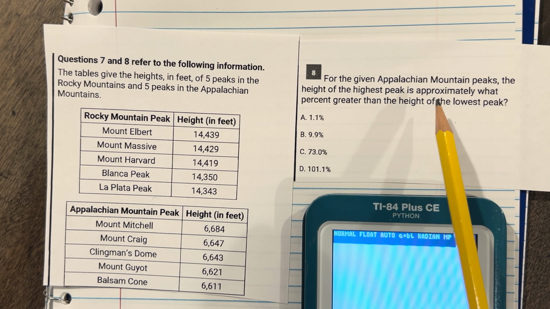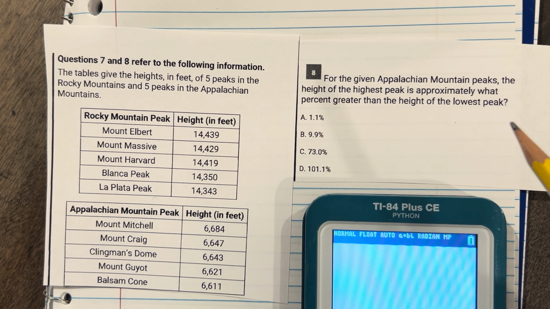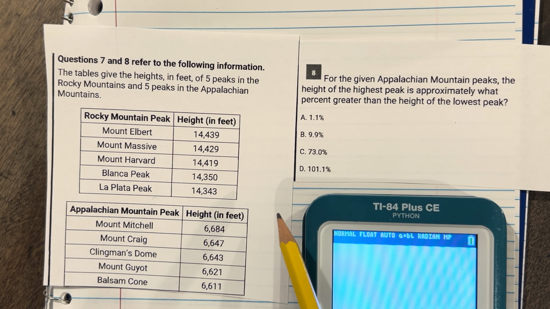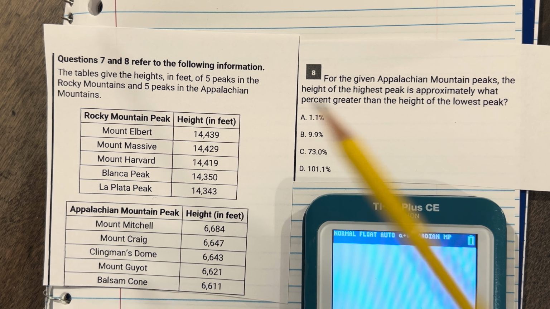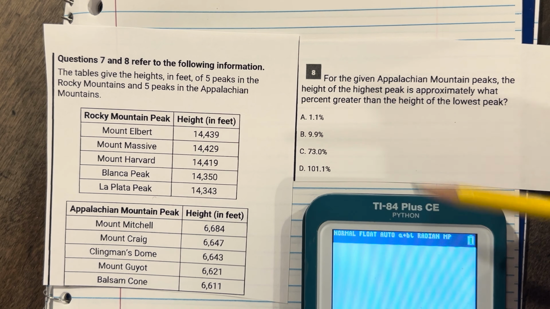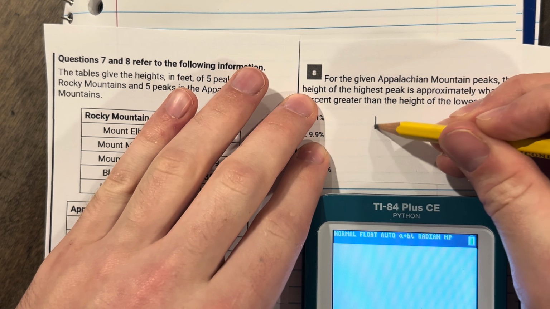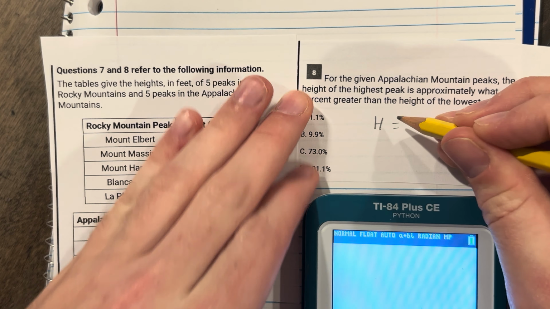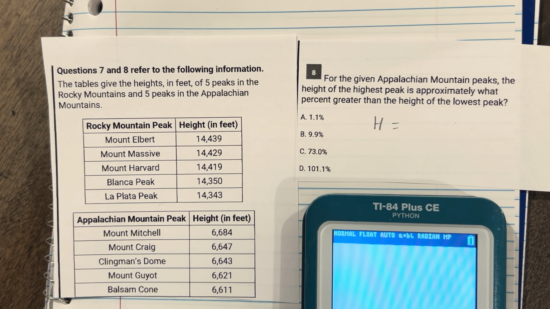Because for the given Appalachian mountain peaks, the height of the highest peak is approximately what percent of the height of the lowest mountain peak? Will that help us? Maybe, maybe not. We don't really know yet. So first of all, which height is the highest peak? We're going to call that H for the highest. So that's going to be the tallest or biggest number, right? So what number is biggest here?